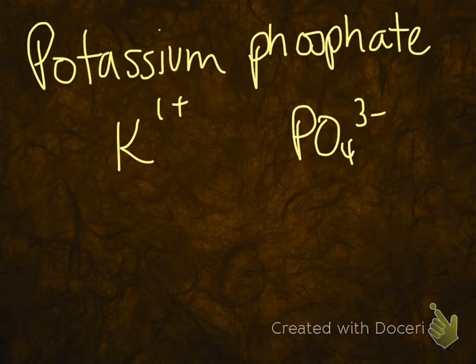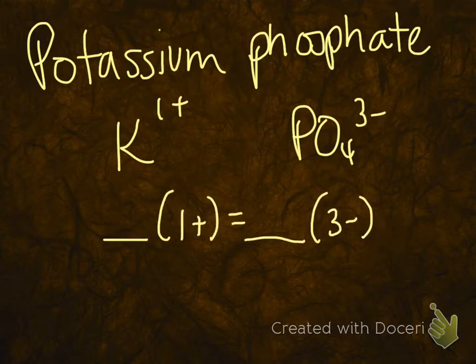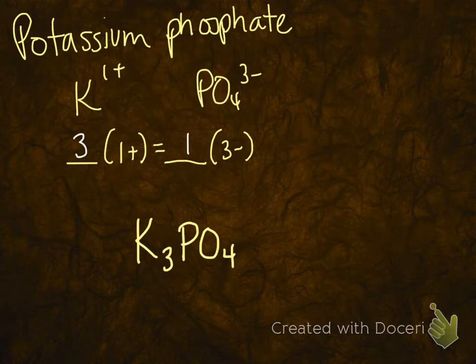So you know from looking at your periodic table that potassium, being in group 1, loses 1 electron to look like a noble gas, forming a potassium 1+ ion. And you've no doubt found on your reference sheet, you'll get better at using it, that the phosphate ion is PO4 3-. So let's find our ratio. And we know that 3 potassium ions would balance 1 phosphate ion. So our formula is K3PO4.